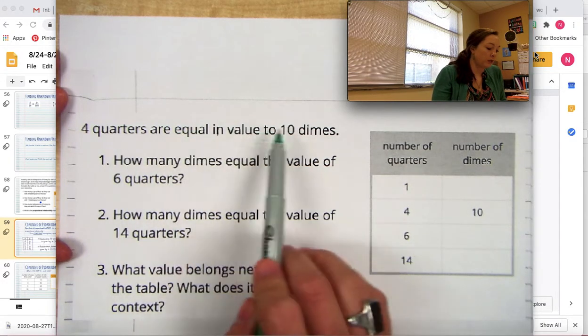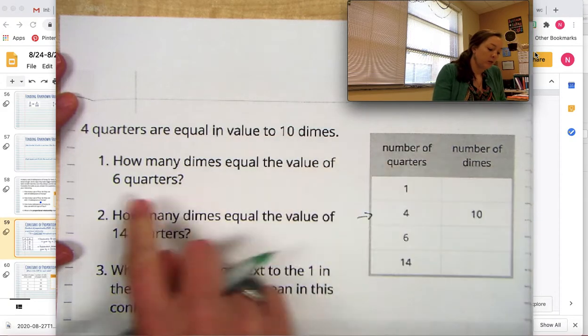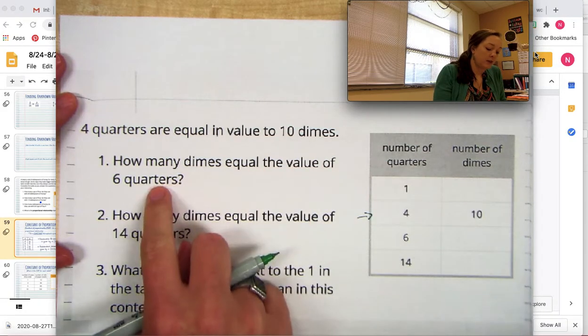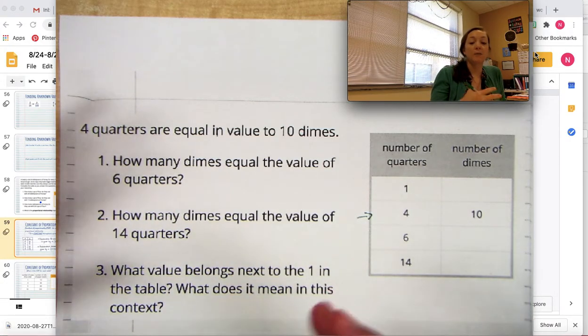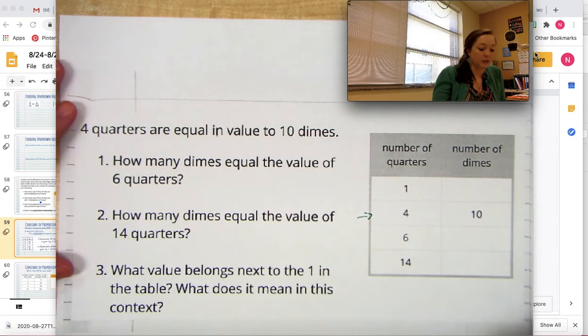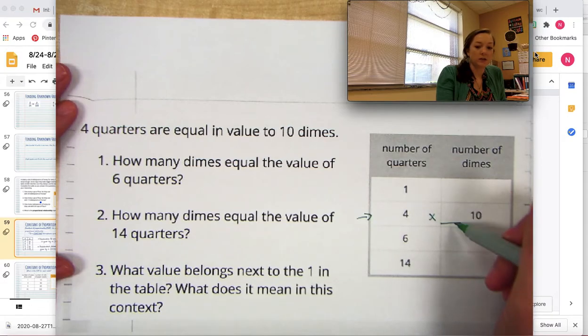We have 4 quarters equal to 10 dimes, and they wrote that in our table here. We want to know how many dimes equal the value of 6 quarters. Well, we could figure it out by counting the money and things like that, but we can do it just by playing with this table. 4 times what number gives me 10? That's our constant of proportionality.